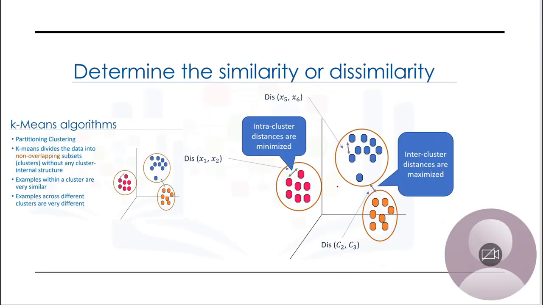The machine learning algorithm tries to maximize the distance between clusters. Okay. So you got two clusters. It's going to try to maximize the distance between the clusters. And at the same time, it's going to try to minimize the distance within the cluster. So all the points within the cluster, the distance between them is going to be minimized. Between clusters, the distance is going to be maximized. Okay?